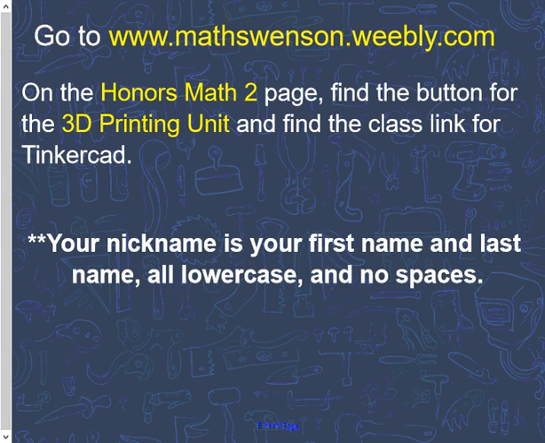The first thing you need to do is go to the class website, mathswenson.weebly.com, where you already were to find this video. On the actual Honors Math 2 page, not under the COVID-19 tab, but the regular Honors Math 2 page, on the drop-down, there is a 3D printing unit page. So hover over Honors Math 2, and the fourth or fifth drop-down, one or the other, should be 3D printing unit. Click that, and you will see the 3D printing homepage. Right at the top is the Tinkercad logo, and there are two buttons, one for first period and one for third period. So click on your class.